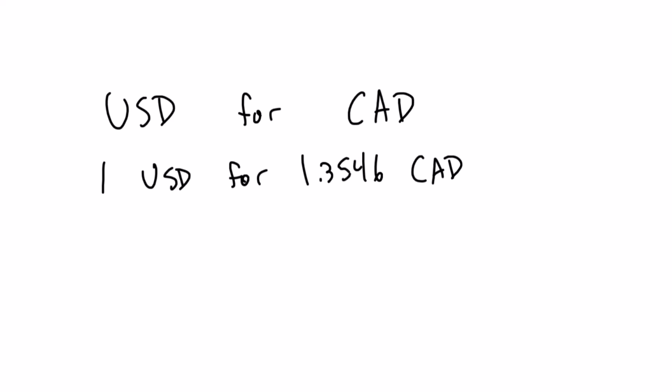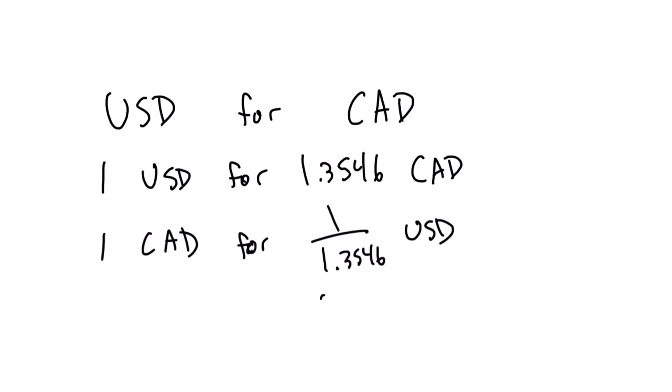We can also express this the other direction and ask how many US dollars per Canadian dollar. To do that, we would just take the reciprocal. And so we can exchange 1 Canadian dollar for 1 over 1.3546 US dollars, which is about 73 cents. For consistency, I'm going to generally refer to exchange rates using the first format, 1 US dollar for an amount of foreign currency.